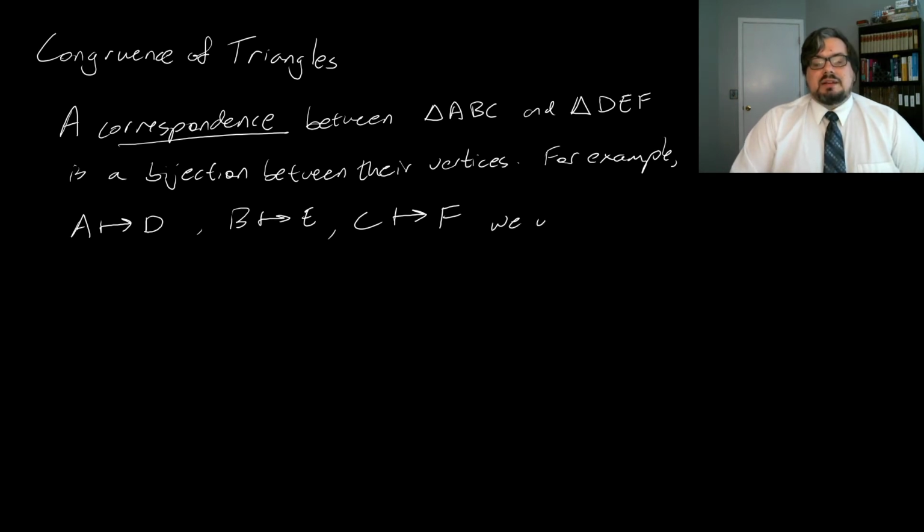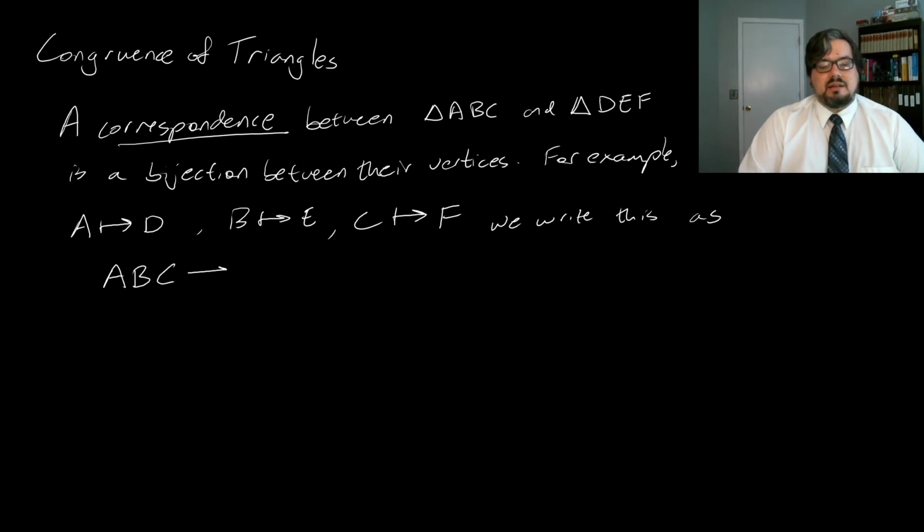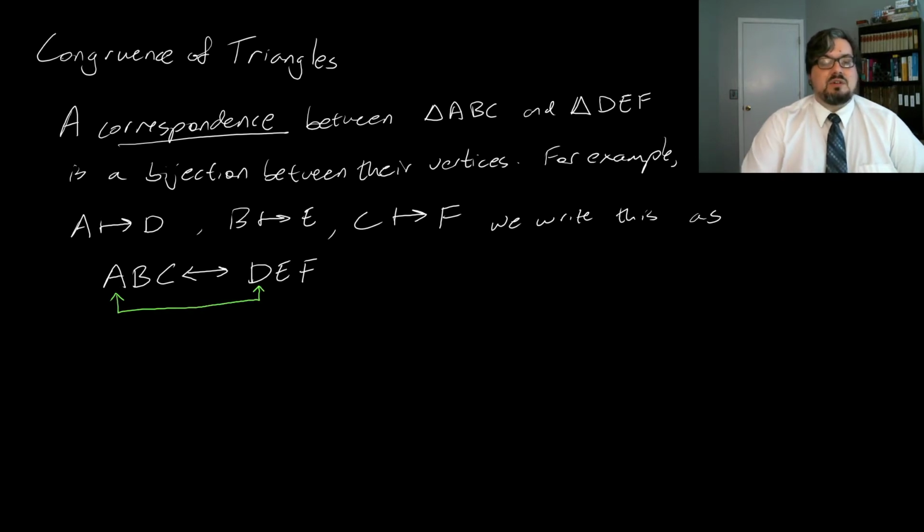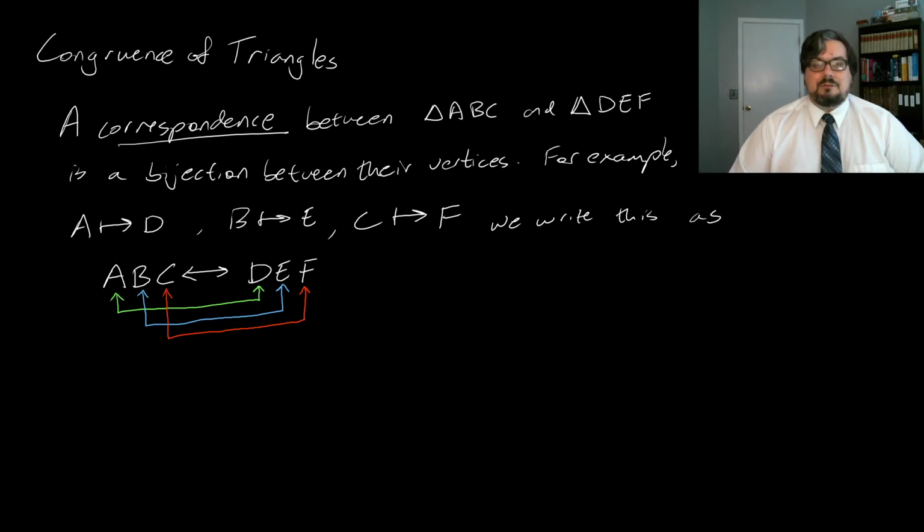And we can write this in a more compact form, because we'll want to talk about this reasonably often, as ABC corresponds to DEF. And what this means is that the first item in the list on the left corresponds with the first item on the right. The second item on the left corresponds with the second item on the right. And the third item on the left corresponds with the third item on the right. It's just a shorthand for the correspondence that we did above.